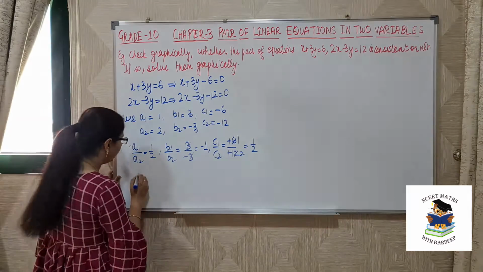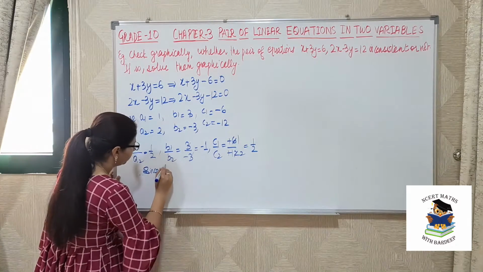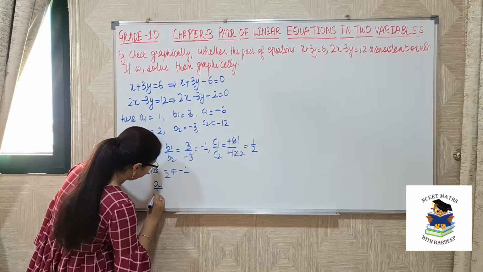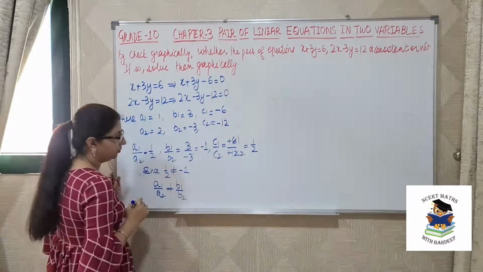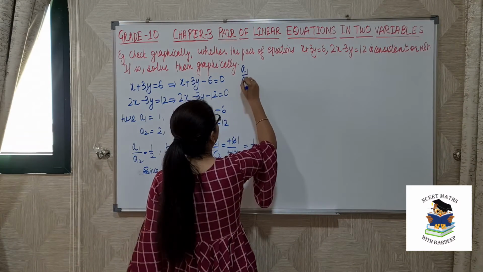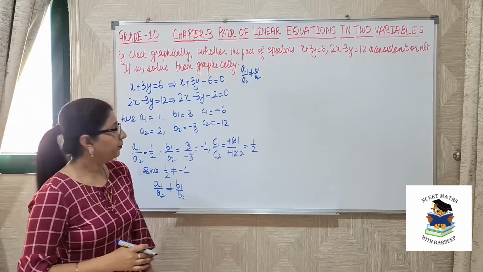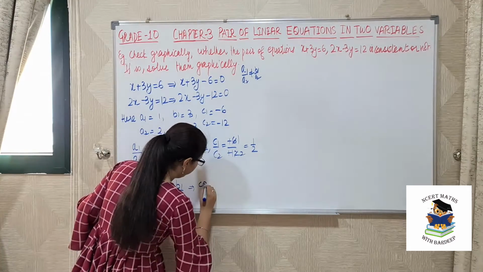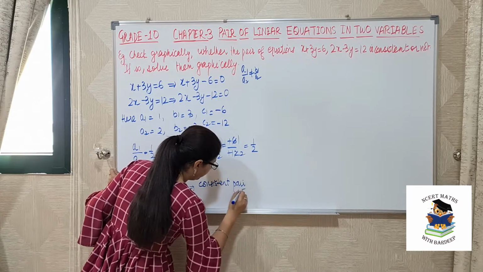So the first condition itself is true. Since 1 by 2 is not equal to minus 1, a1 by a2 is not equal to b1 by b2. So what were the three cases? First was a1 by a2 not equal to b1 by b2, then it will be a consistent pair. So our condition is true here only. So we can say that yes, they are a consistent pair of linear equations.